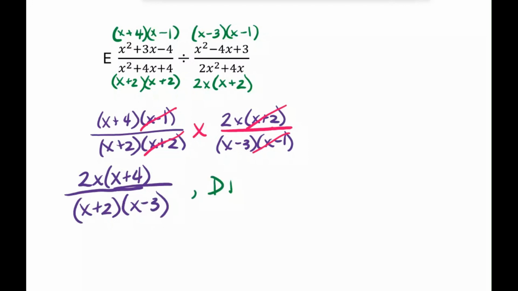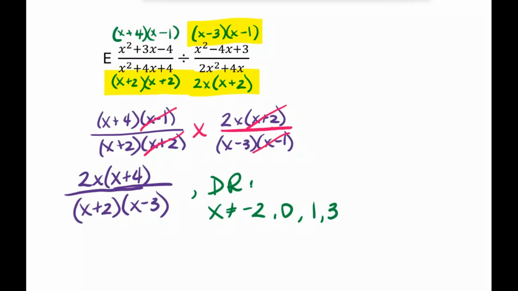Okay, and then domain restrictions. X cannot equal here. So we're going to call that a -2. And we can't have it here. So it also can't be a 0 or another -2. And we can't have any here. So we're going to call that 1 and 3. All right, there you go.